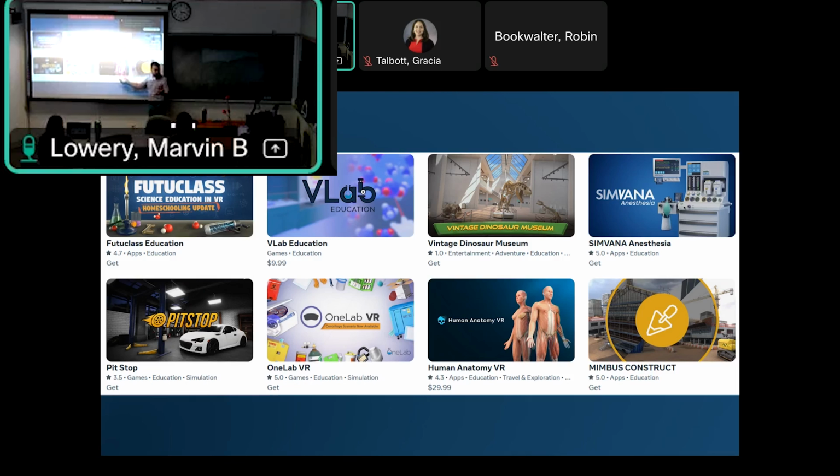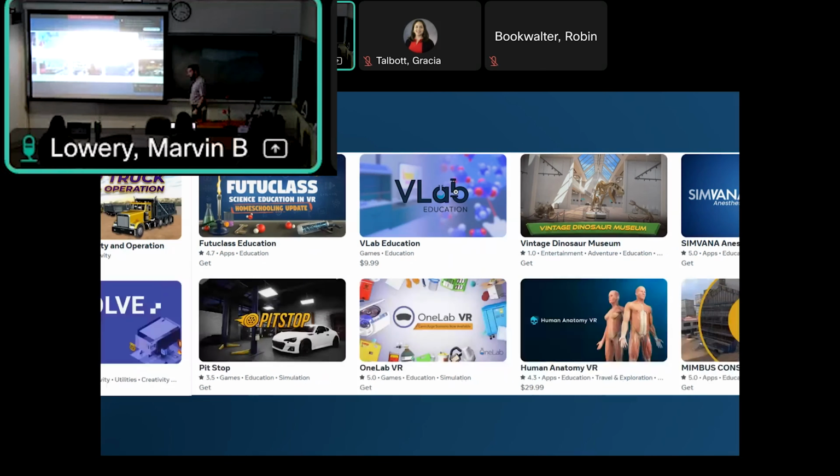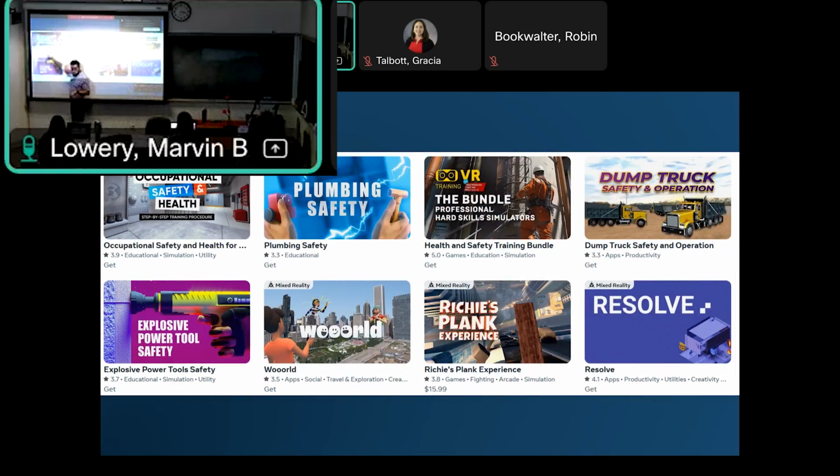Anatomy VR is another big one. This one's the Construct. I clicked this one. This is looking at construction and hazards. And so I wanted to bring this back around to workforce because I think this is a major area for workforce. Occupational safety health. This is a complete app that goes through the training. I did one of these. The one that I did was electrical safety.